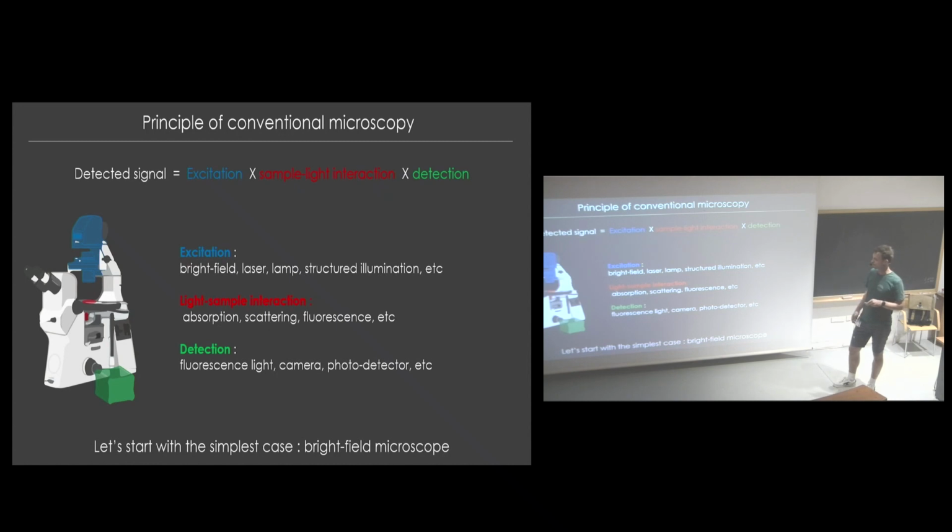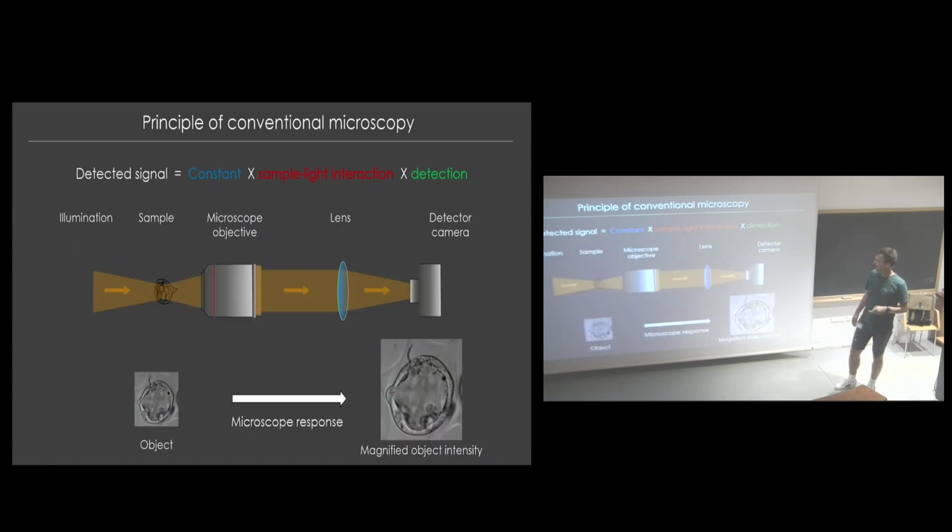how a microscope works, we can start with a bright field microscope, which is really the simplest one. So with a bright field microscope, you can remove the factor of illumination because you have a spatially constant illumination. So you illuminate a sample, and simply you have a microscope objective, you have a lens, and usually you have a detector or camera. And what you see is that in the sample plane, you put an object. So here this is a multicellular aggregate. And on the camera, what you observe is a magnified object, but you observe only the intensity.